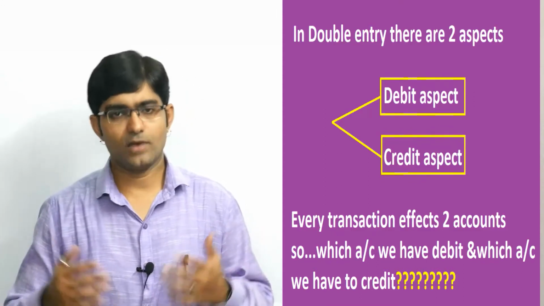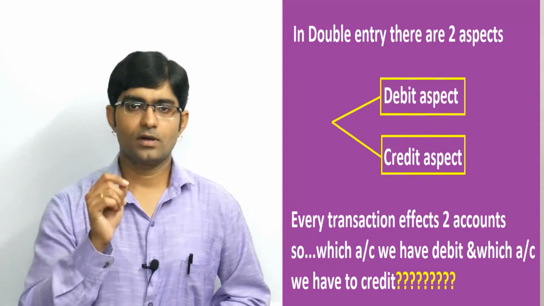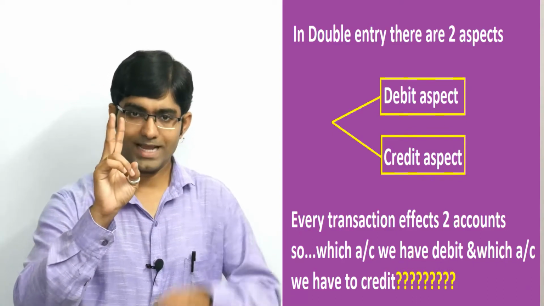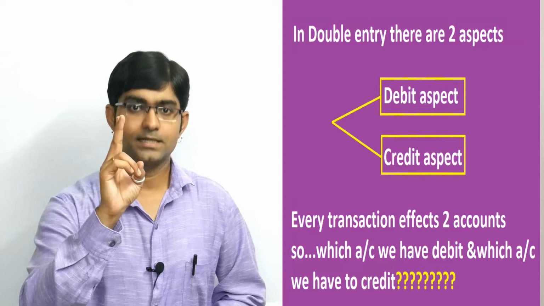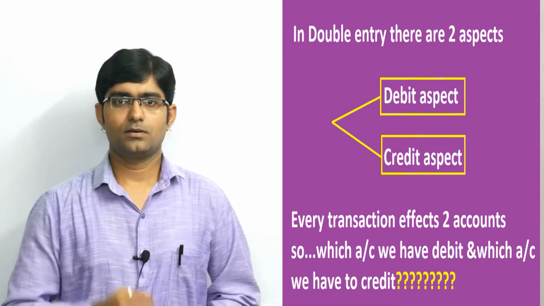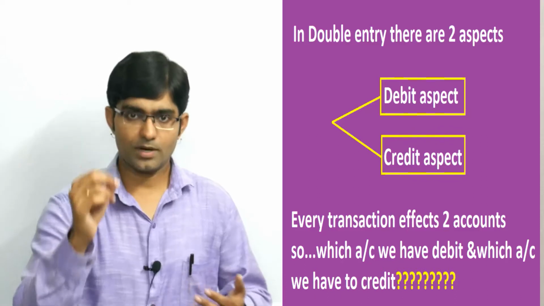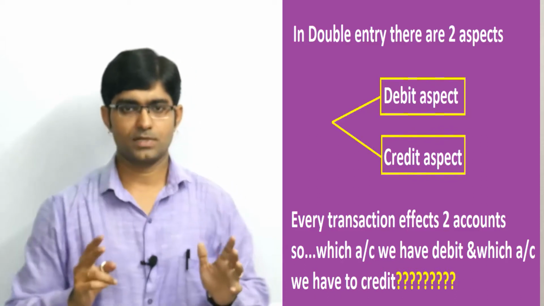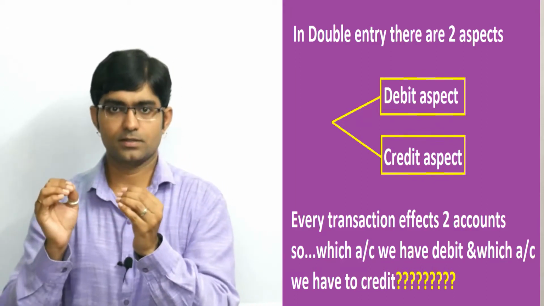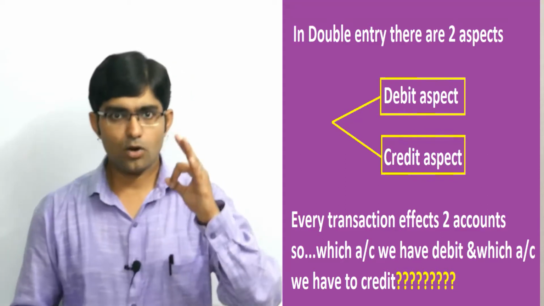Similarly, if we see another example, I made a sale of 10,000 rupees. There are two items. One is sale and another one is cash, that is 10,000. Which one do I have to debit, sale or cash? Similarly, which one do I have to credit, sale or cash? Which item to debit, which item to credit? This is the essence. For this, there are three golden rules.